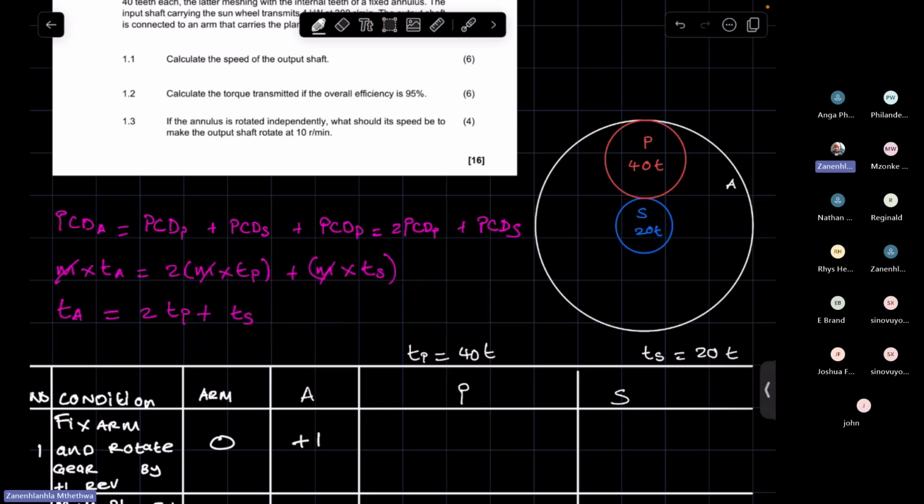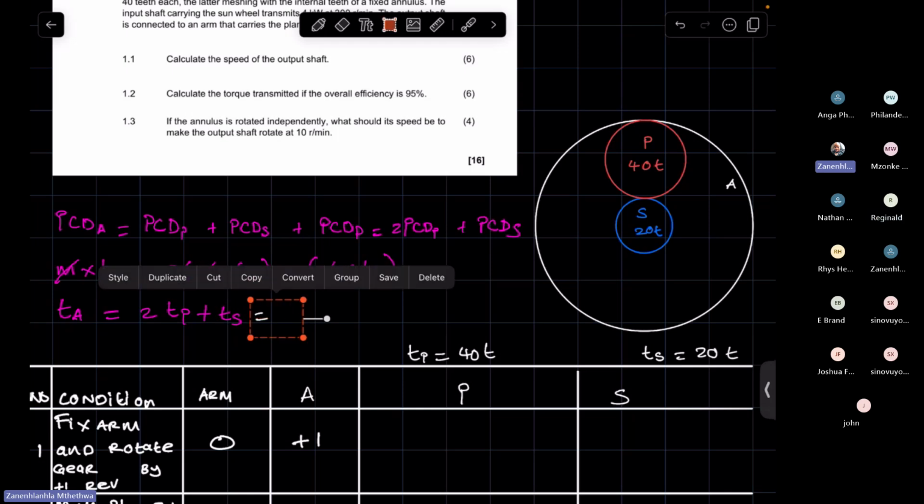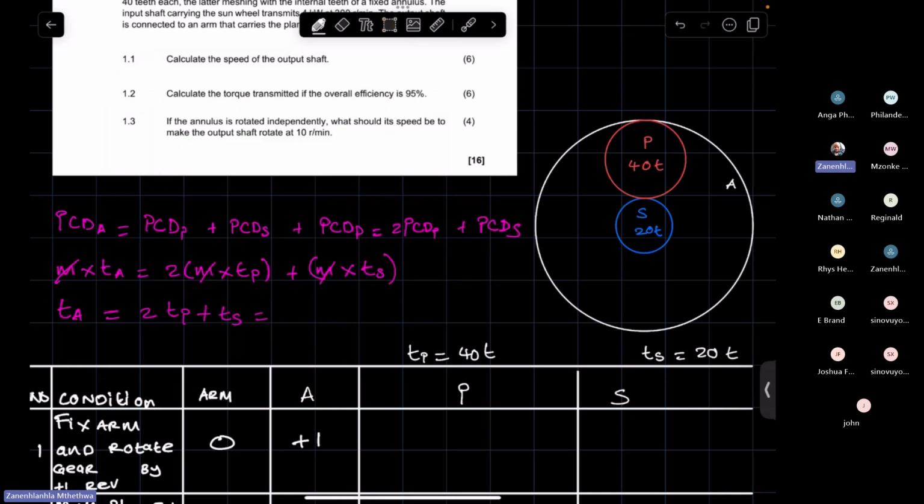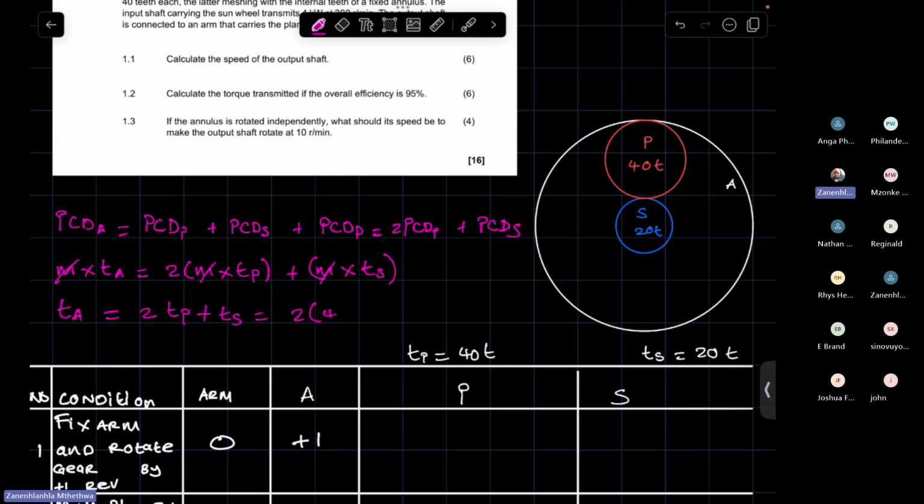So using this, we'll simply calculate the number of teeth of the annulus. Essentially this will be equal to 2 times TP. TP is 40. I hope you guys have your calculators there. Plus TS. TS is 20. And what do we get here? 100. So the number of teeth of the annulus is 100. So here you write TA is equal to 100 number of teeth, right?